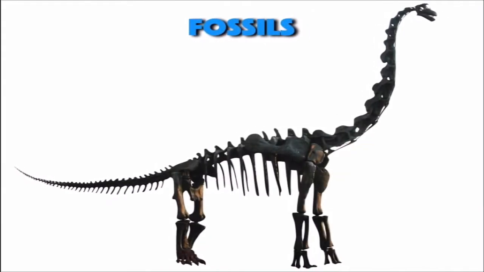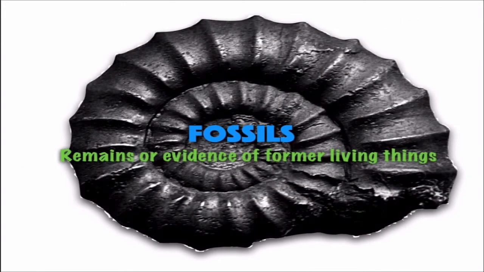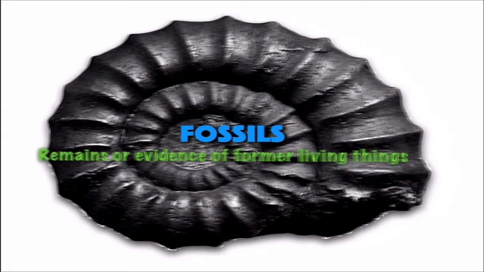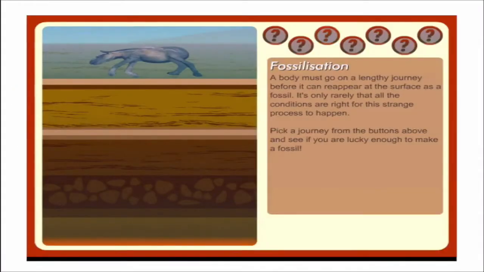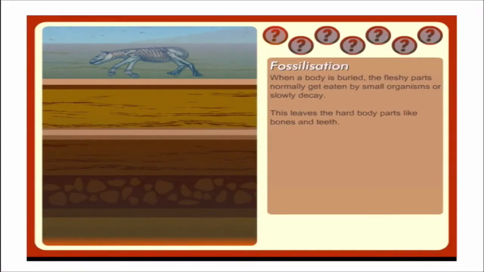Fossils are probably the most important way to correlate different layers of rock that are separated. Rock layers can be identified by the fossils they contain. Fossils are the remains or evidence of former living things. Fossils are typically found in sedimentary rocks because igneous and metamorphic rocks would destroy the organic remains. The fossilization process is unique.